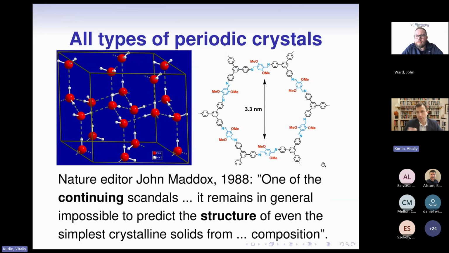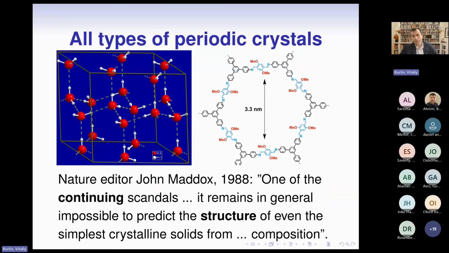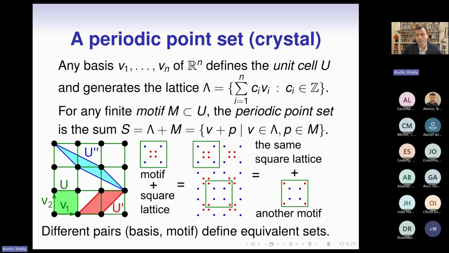In our research, we study all types of periodic crystals, and the motivational quote for us is from John Maddox's editorial in Nature almost 40 years ago about one of the continuing scandals, that it remains in general impossible to predict the structure of a crystal from its chemical composition. Here I have highlighted two words, continuing and structure, because these words will be very important in our presentation today. Okay, well, crystal structure.